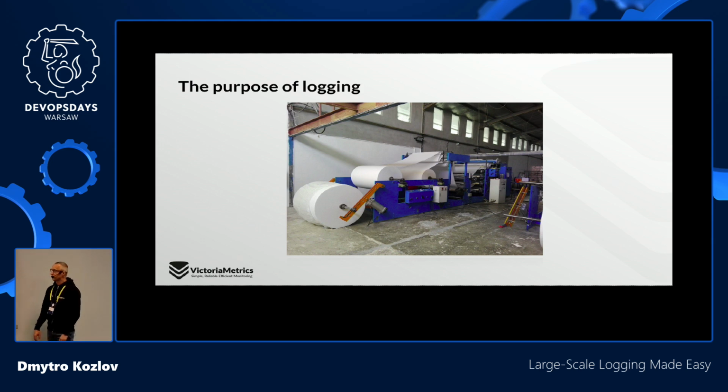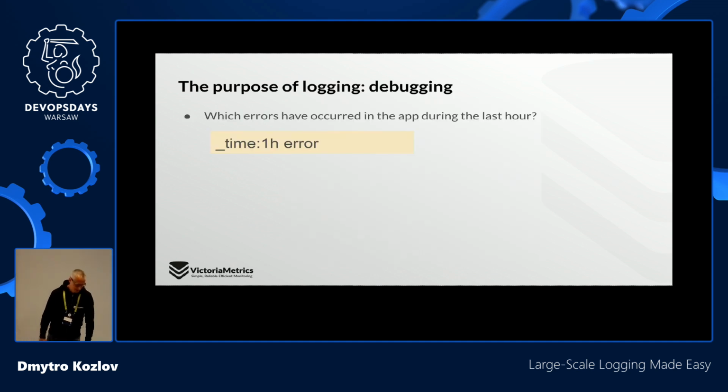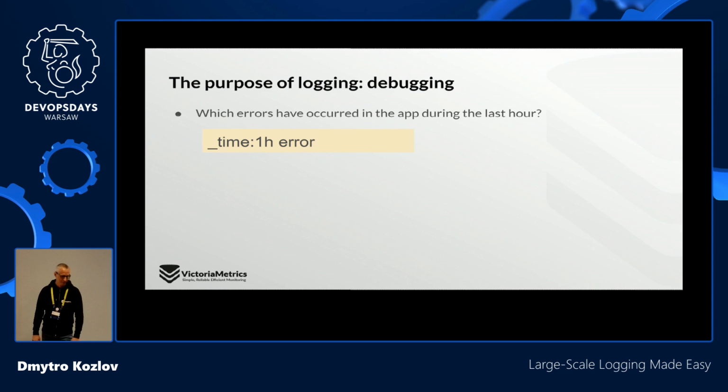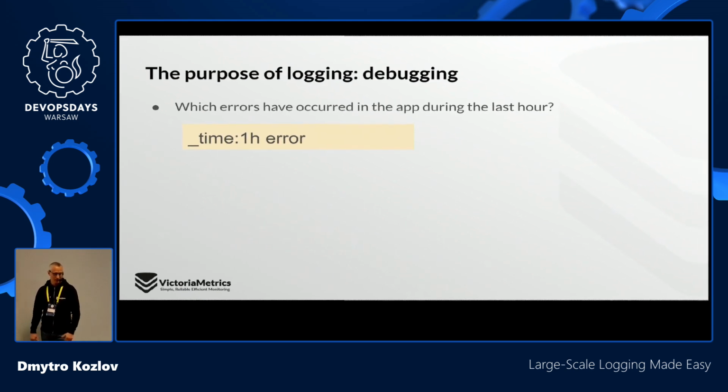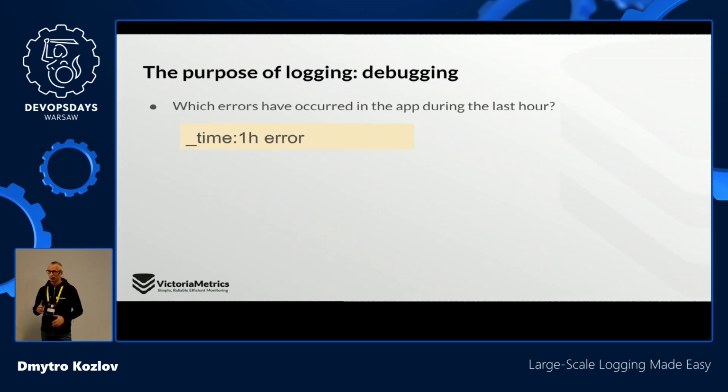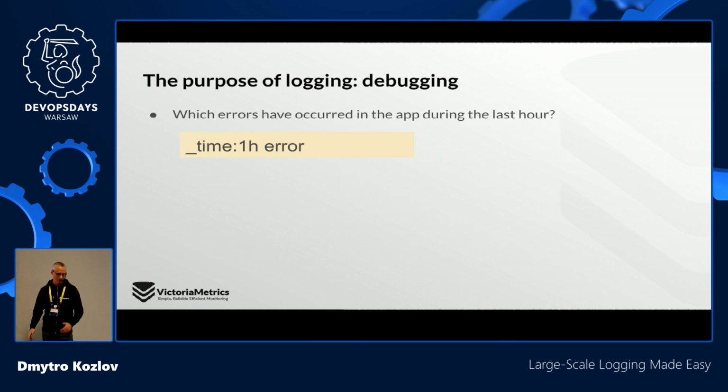Why should we use logging in our system, and what's the purpose of logging? The first and maybe the main purpose is debugging our system and how it works. We should know what happens with our applications, and when we have some error, we should understand where this error happens and what the error is.